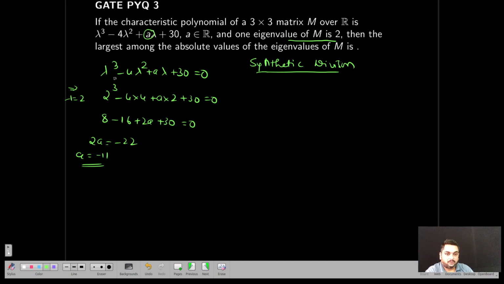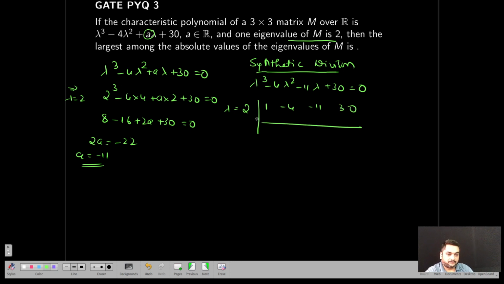Just write the coefficients of this. So what is the equation now? Lambda cube minus 4 lambda square minus 11 lambda plus 30 is equal to 0. Now, 2 is already one root they have given. So how is synthetic division performed? Write down all the coefficients first: 1, minus 4, minus 11, 30.